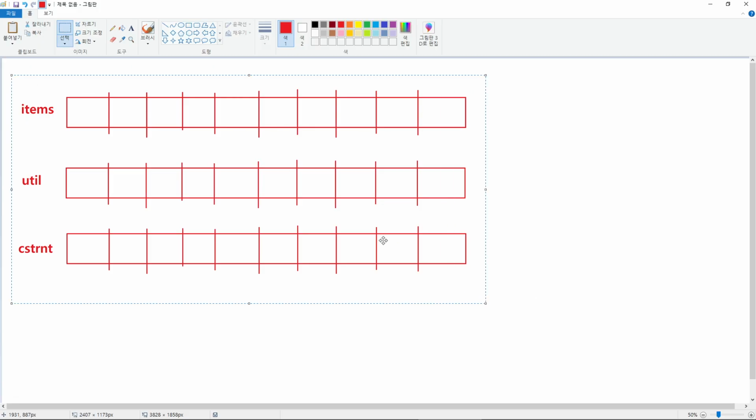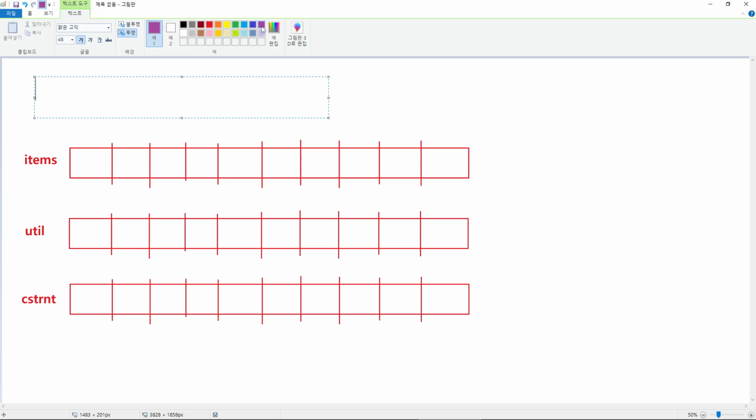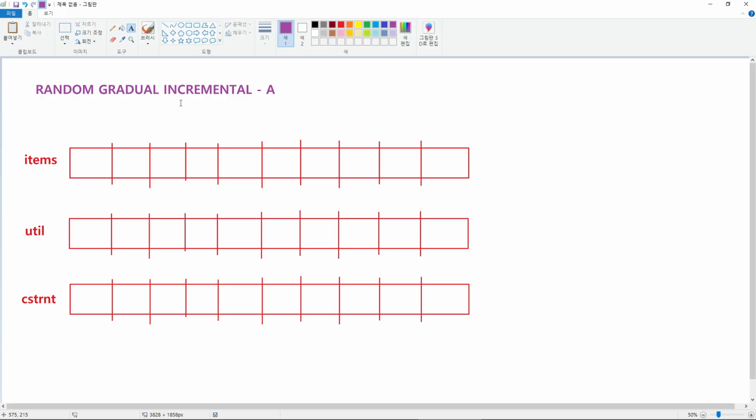But this time I changed things so that it is random, it is gradual, but it's not inclusive, it's only incremental. Incremental, is that the right spelling? Yeah. But with an A, just to specify that this is type A.